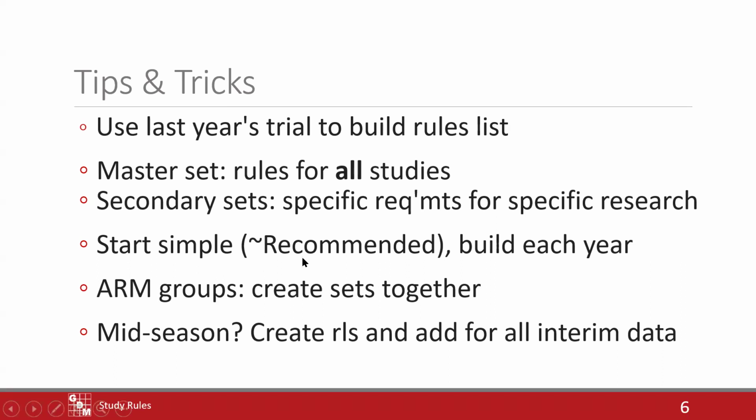We touched on the recommended, how that can be simple. Overall, in general, you don't have to go out and make 200 rules all in the first go. Sometimes just starting simple with a few, and then each year just kind of iterate and build from that as you see what works and what doesn't. That's a great way to do it.